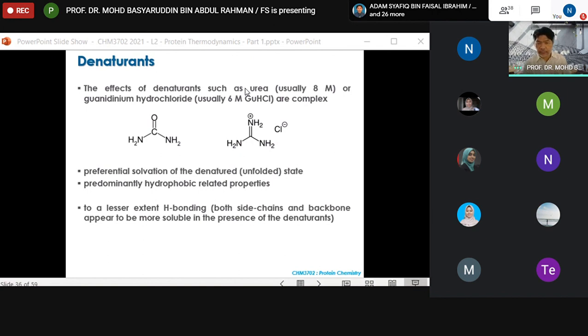The agents most frequently used for this purpose are urea, for example, and guanidinium chloride, normally called GuHCl. So for the effect of denaturants such as urea, they normally use a very high concentration. Look at this, about 8 molar, and guanidinium hydrochloride is about 6 molar.